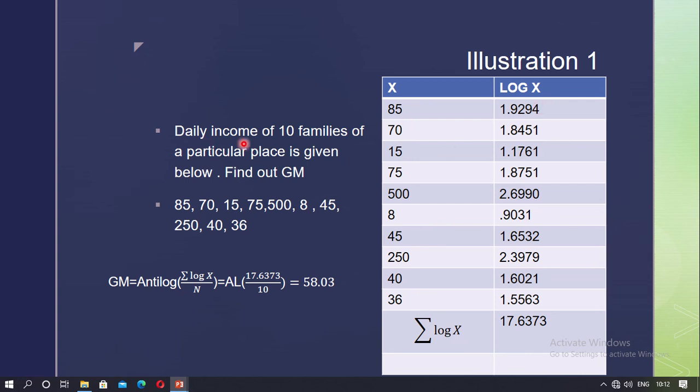In this case, the daily incomes of 10 families living in a particular place are given. You add all the logs up and you will get 17.6373. Then you divide it by capital N. N is 10 over here. Then you get 1.7 something, and then you find the antilog, and you will get the value as 58.03. That is your geometric mean.